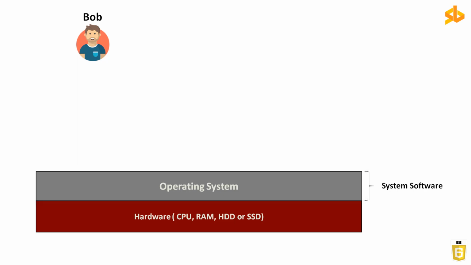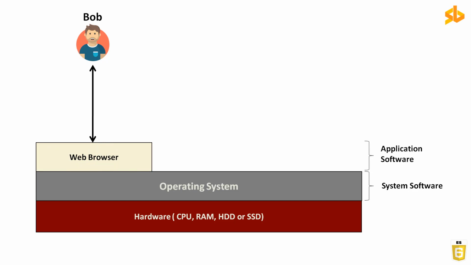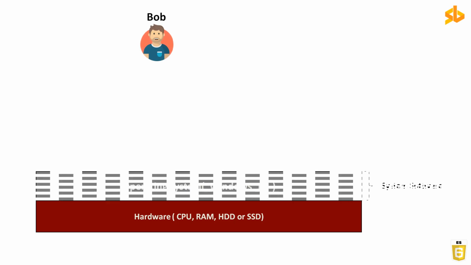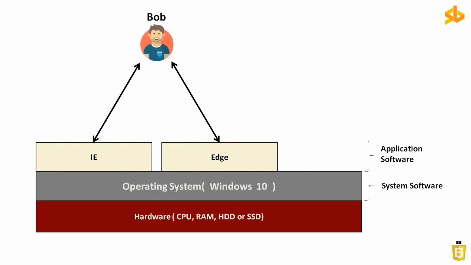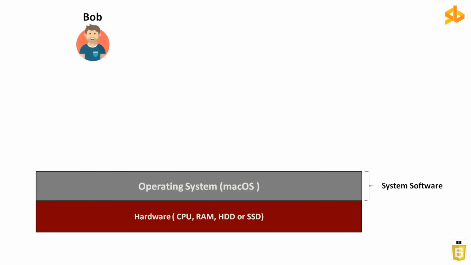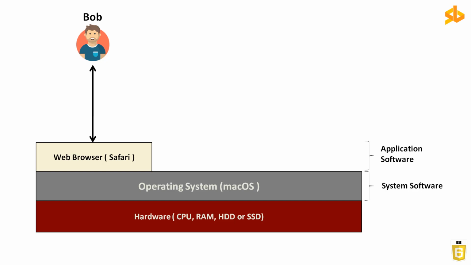Now in order to browse or access a website, Bob needs an additional special software called a web browser. A web browser is a type of application software which is used for a specific application, here for browsing. Generally, operating system vendors provide some kind of web browser bundled together with their operating system. For example, Microsoft provides Internet Explorer and Microsoft Edge bundled with their desktop class operating systems like Windows 10 or Windows 11. Similarly, Apple provides Safari with their Mac OS operating system. We can also install web browsers provided by third-party vendors like Chrome, which is provided by Google.